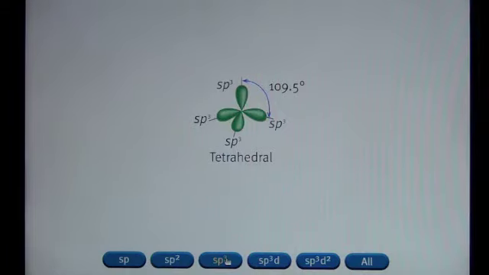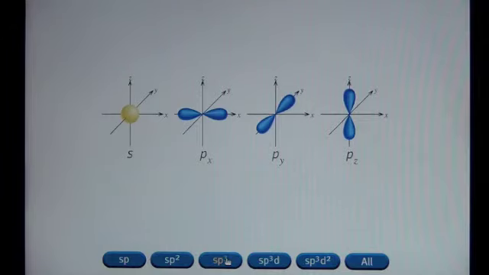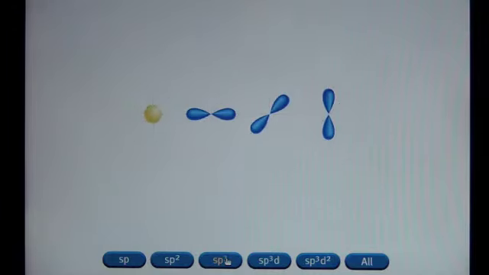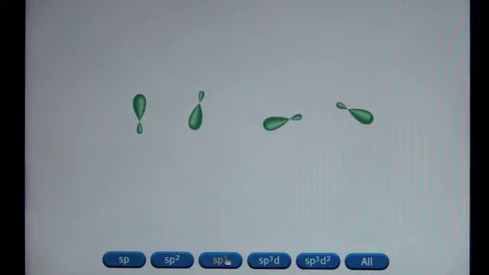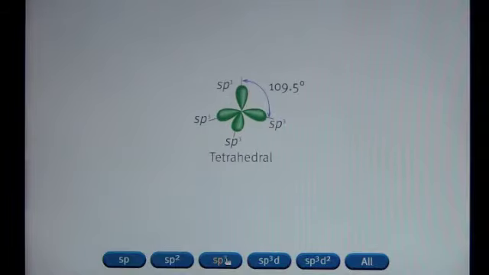So let's take a look at the atomic orbitals that have to be blended, mixed together to make the sp3 hybrids. So the mixing of one s orbital and three p orbitals is going to allow you to make four equivalent sp3 hybrids. These sp3 hybrids will have a tetrahedral arrangement with bond angles at 109.5 degrees.